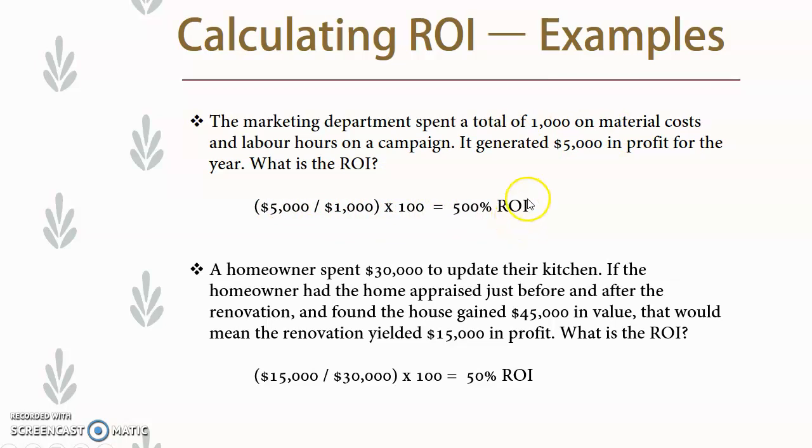Now let's look at another example. A homeowner spent $30,000 to update their kitchen. The homeowner had the home appraised just before and after the renovation and found the house gained $45,000 in value, which means the renovation yielded $15,000 in profit. What is the ROI?